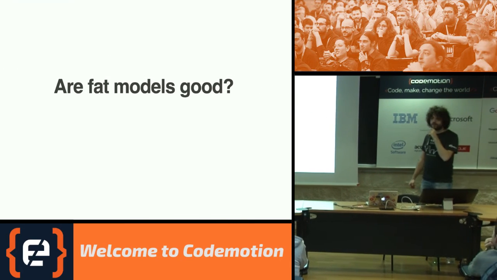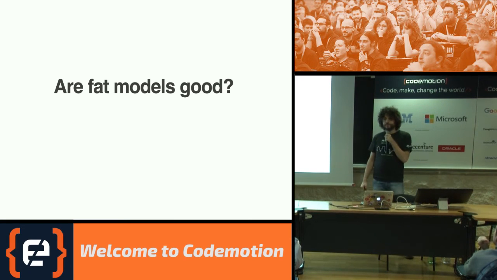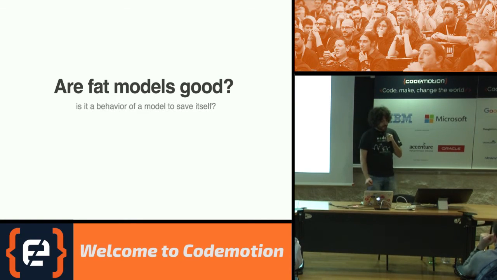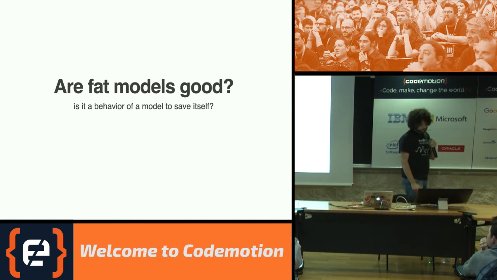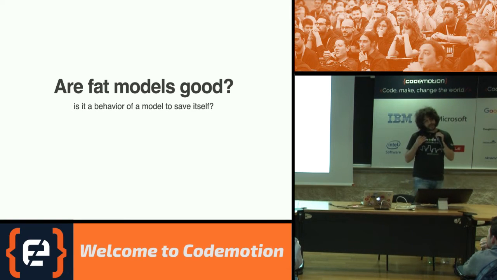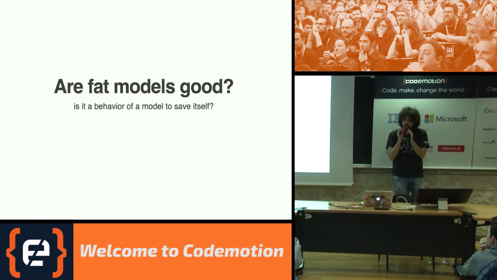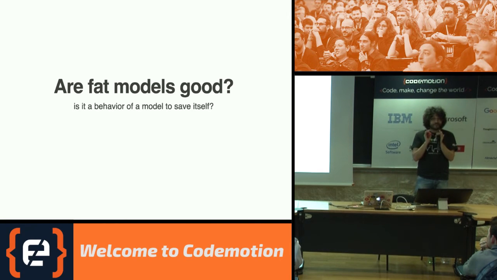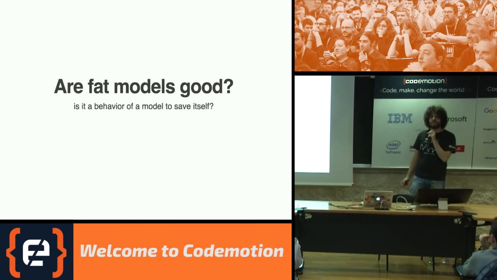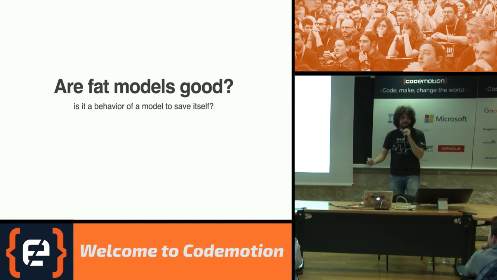So the big question mark is, are fat models good? This is a model, something that we save. And the big question is, is it really part of the domain of a model to save itself? Is it something that should be part of our domain? Is it the responsibility of a model to save itself?